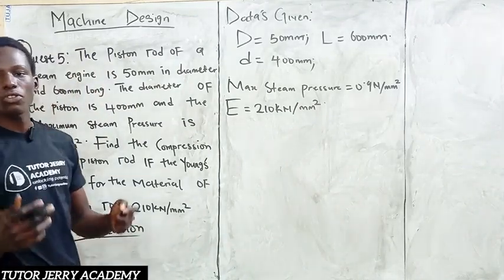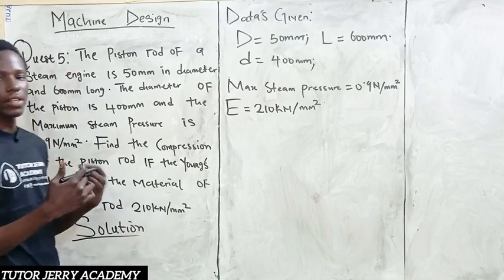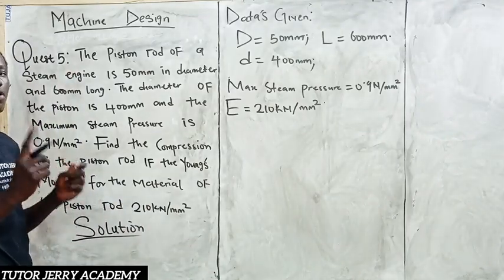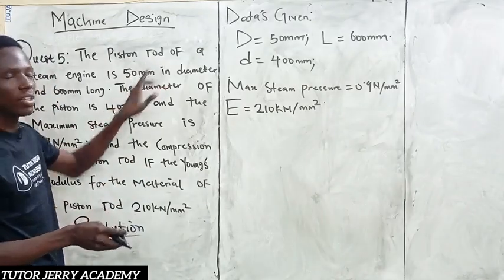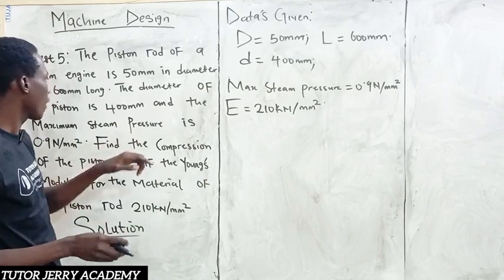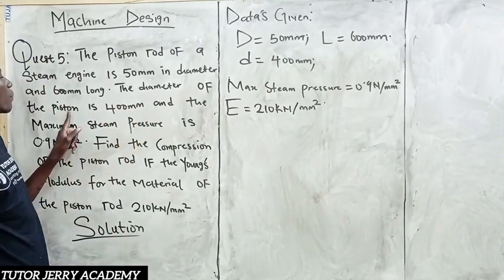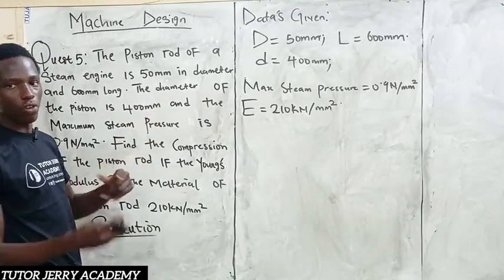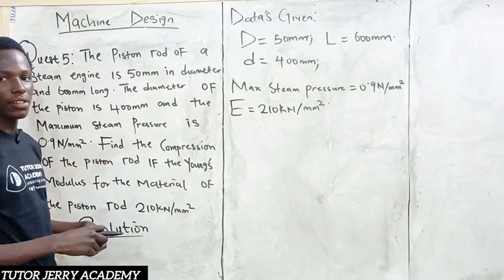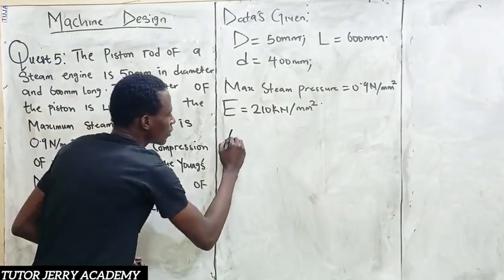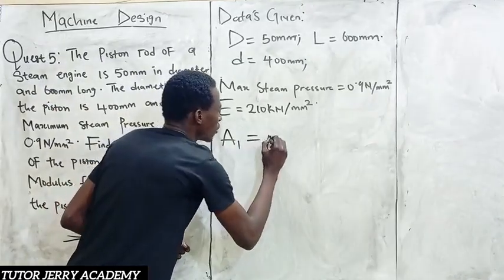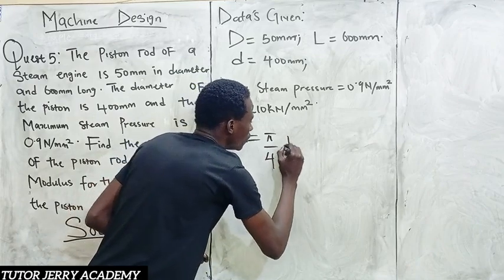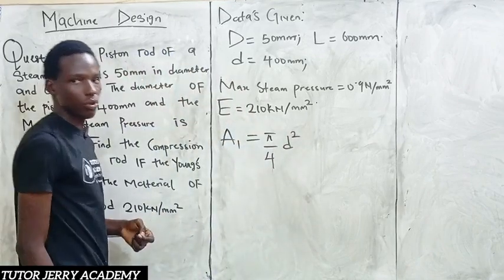So now let's dive straight into it. The first thing we are going to be looking for is our area, of course, the area of the piston. That's the first thing we are going to be looking for, not the area of the piston rod, the area of the piston itself. We are told that the diameter of the piston is 400 mm. So of course, with the diameter, we can find the area. So area of the piston, we can denote it by A1, is equal to pi by 4 D square. This is what we have.